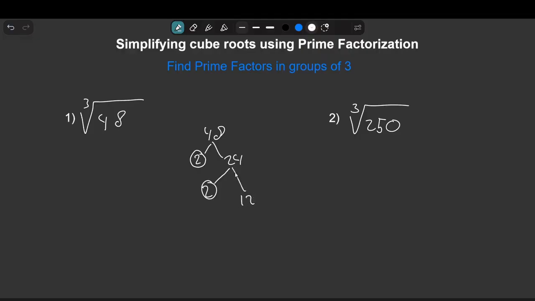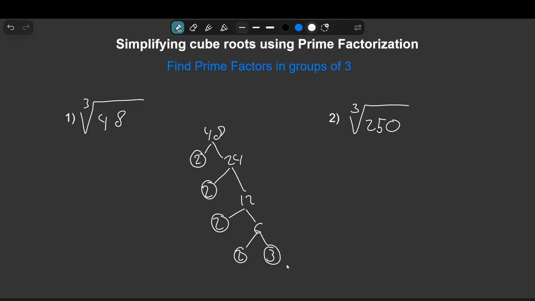Again, 2 is already prime, so we're going to break down this 12. Let's use the factors of 2 and 6. 2 is already prime, so we're going to break down the 6 one more time, into 2 and 3, and now the 2 and the 3 are prime.